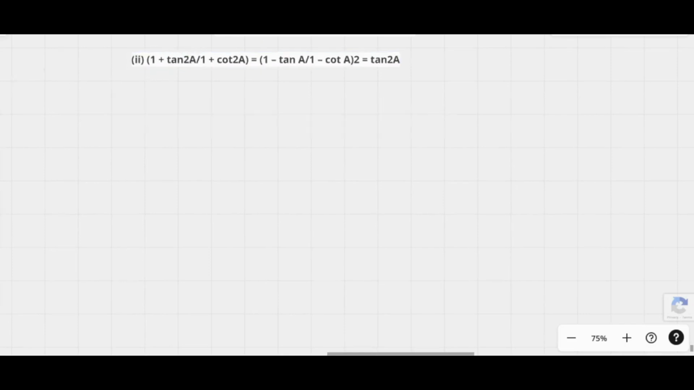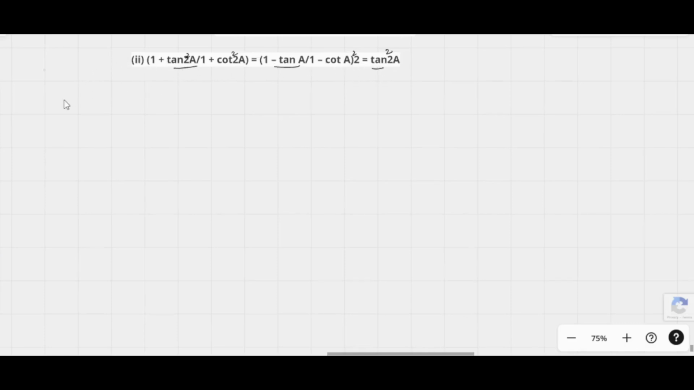1 plus tan square A by 1 plus cot square A. This is not 2, this is square. While copying the question, it came like that, please ignore it. It is equal to (1 minus tan A) by (1 minus cot A) whole square, which is equal to tan square A. So they have given the first term and the second term. We have to equate both of these to tan square A.